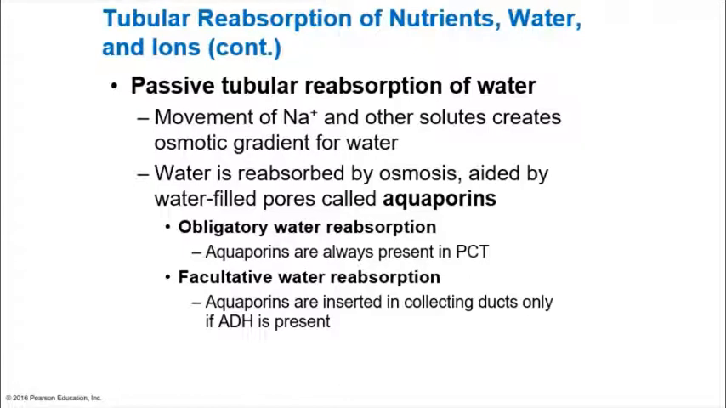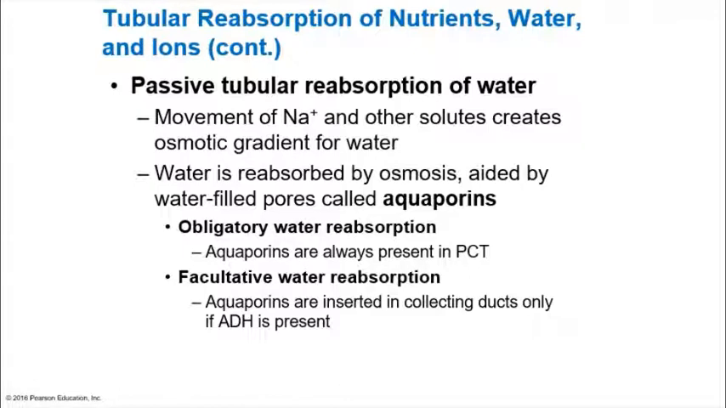And it turns out you always have aquaporins in your proximal convoluted tubule. So we say your proximal convoluted tubule does obligatory water reabsorption. Obligatory meaning you kind of have to, you're obligated to. So your proximal convoluted tubules will always reabsorb water. Why? They always have aquaporins. They always have these protein channels to allow water to pass through the plasma membrane and get reabsorbed.